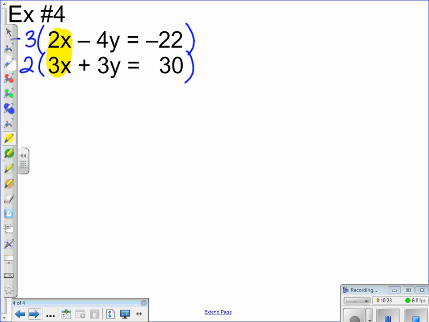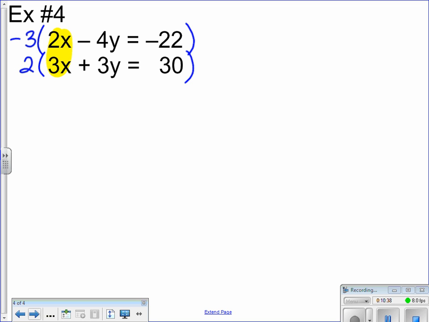Now, myself personally, I would have multiplied and made the y's 12 because 4 already had a negative. But most people prefer to have 6 because 6 is a smaller number than 12. So we'll go through and do it this way.